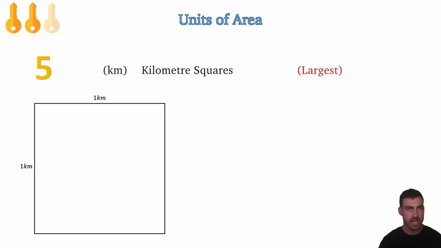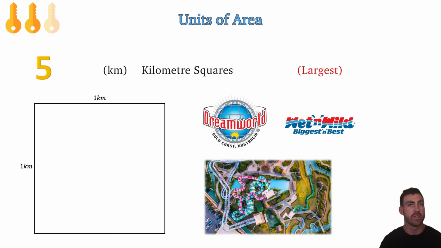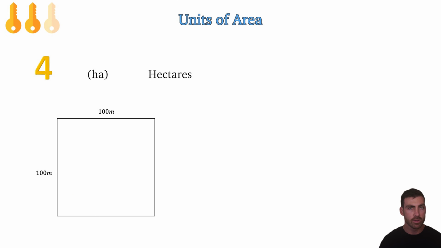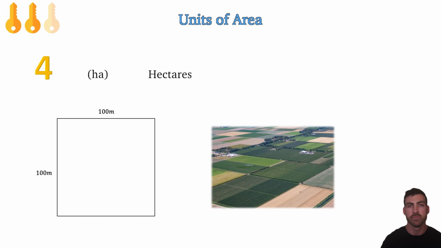Next, I'll show you the largest square, and it's kilometer squares, which is a square with side length 1 kilometer. It's about the area of a theme park, like Dreamworld. Now going back, the fourth is a hectare, which is a square with side length 100 meters. It's about the area of a farm.